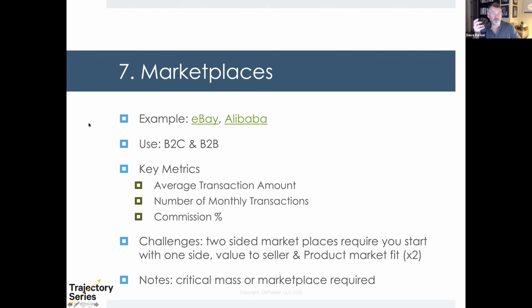Number 7 is marketplaces. Lots of marketplaces, Etsy, eBay, Alibaba. They work both B2B and B2C. Their key metrics are the average transaction amount, the number of monthly transactions, and the commission percentage on the transaction. So keep in mind the big difference here is you look at the marketing side, you have 2 funnels. You have a funnel for sellers, and you have a funnel for buyers.